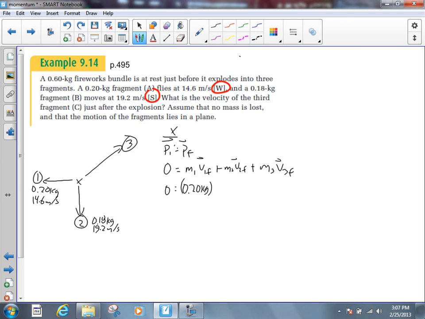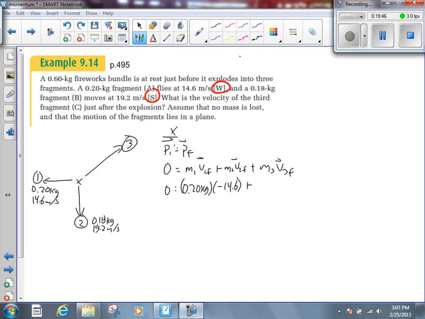No. So what's V1F? 14.6, almost. We're going to make it negative 14.6 because it's to the left. Good. M2. What's the mass of object 2? 0.18, but yeah, you get a better answer. It doesn't matter because V2F is 0. Why is V2F 0?